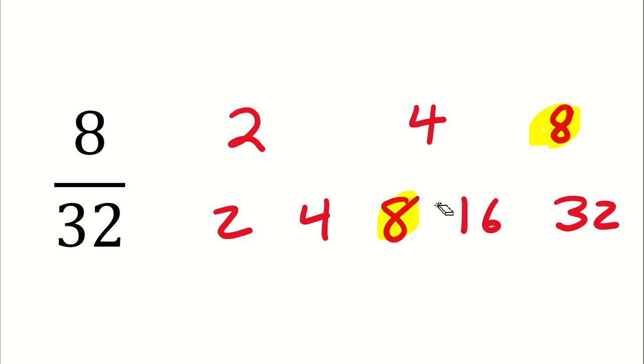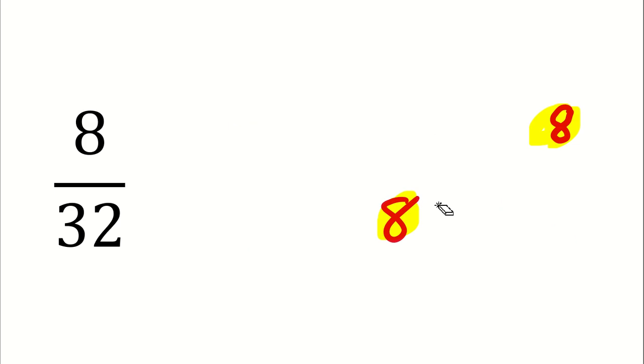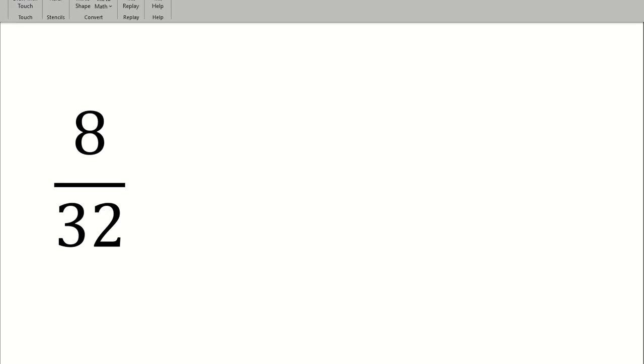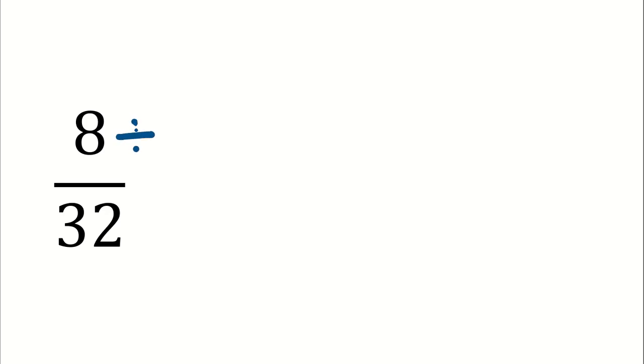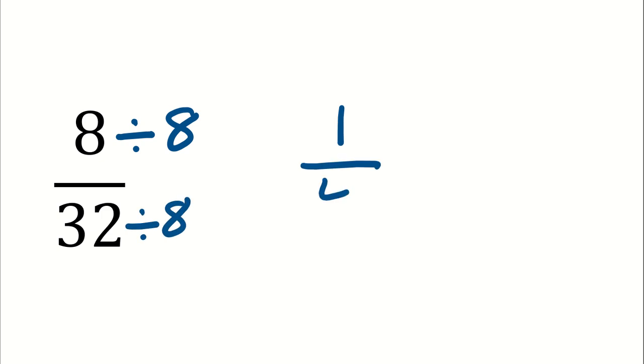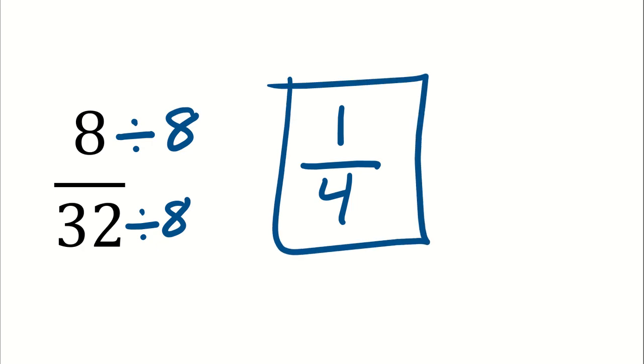So let's go ahead and erase this. Let's divide the top and the bottom number by 8, since that is the GCF. 8 divided by itself is 1, and 32 divided by 8 is 4. Thus, that simplifies to 1/4.